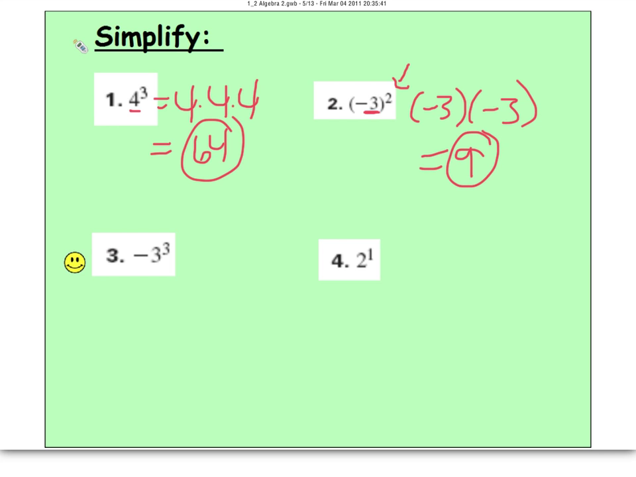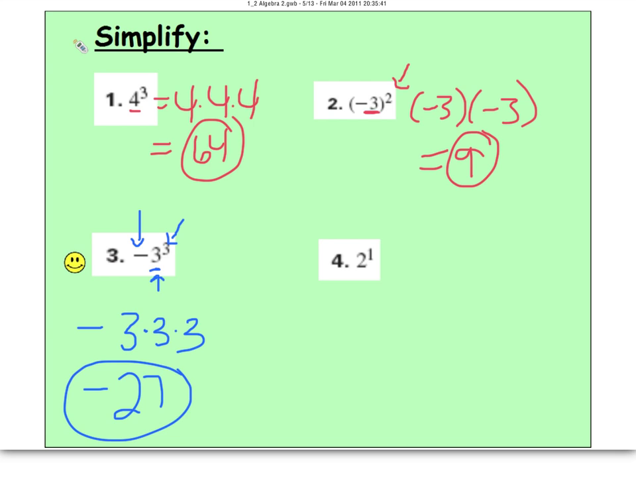Number 3 you have to be careful of. This little exponent of the 3 is only touching the base number of the big 3. This negative is just kind of floating out there. So I'm going to keep the negative out there, and the only number I'm going to repeat 3 times is the base of the 3. So I'm going to do 3 times 3 times 3. That negative is sitting there. 3 times 3 times 3 is 27, and that's our answer. Now, be careful, though. If on number 3 I had that in parentheses, then I would repeat negative 3 three times.